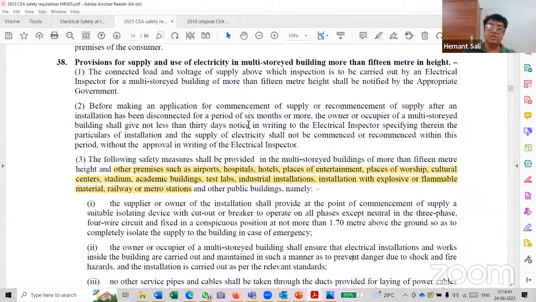So we should consider this regulation from that perspective. Instead of mentioning just 15-meter height buildings, it should have been high-risk buildings where the occupant load is more. I mean, if the number of persons per square meter is beyond a certain value, then all those buildings should be considered high-risk buildings.